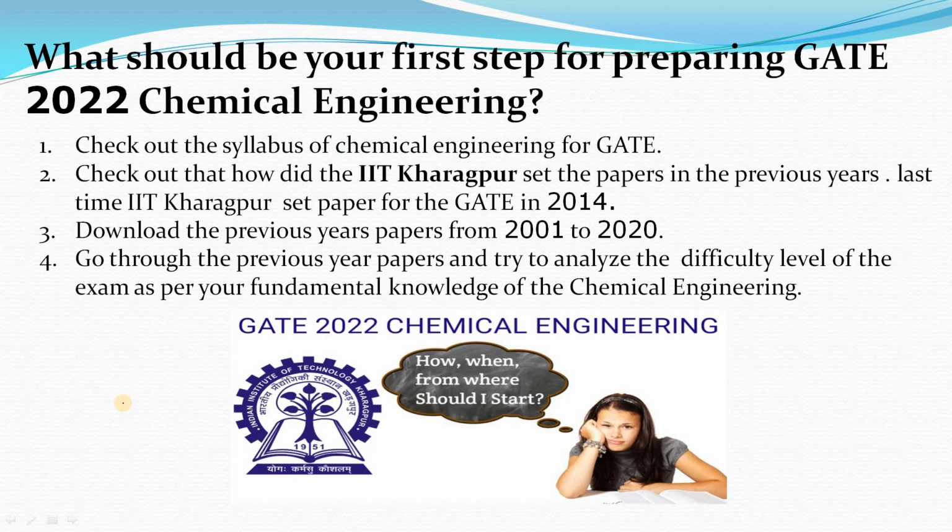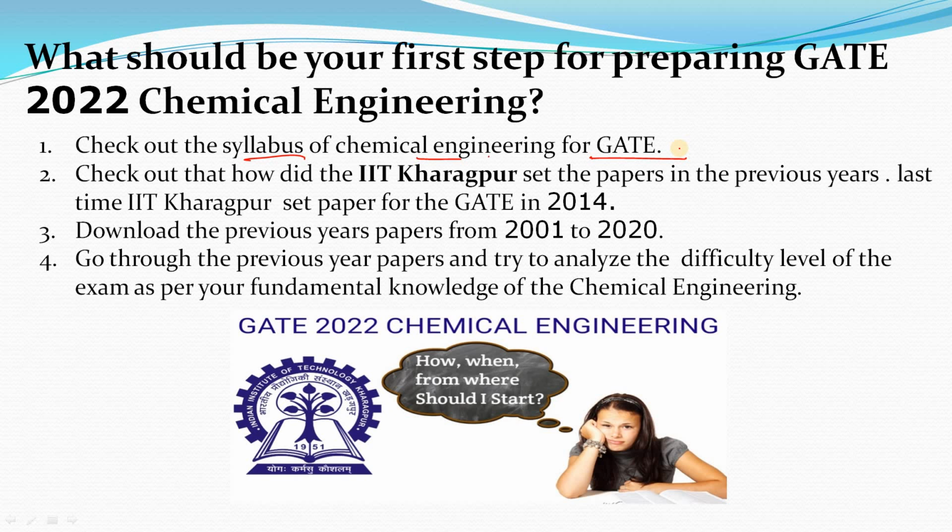Okay, so as a chemical engineer, or any engineering student, what should be your first step? Your first step should be to check out the syllabus of GATE chemical engineering. You can download the GATE 2021 syllabus, which is easily available on the IIT Bombay website, right? Why should you have a syllabus?